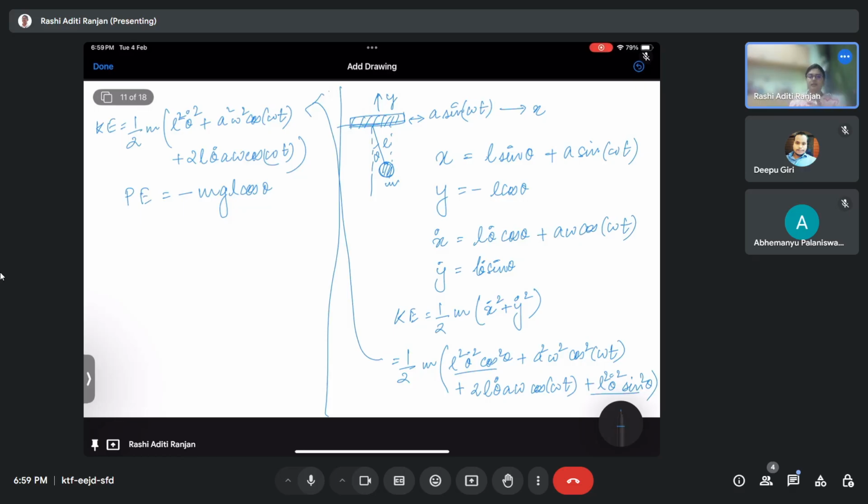However, in this question, my A sine omega t is not actually a force, it's the displacement of my support. The support is actually oscillating at A sine omega t, right? It's actually the displacement with time. So that is why I have to consider it in the coordinate and calculate the kinetic energy on the basis of that. However, if it had been a force, the approach would have been different.